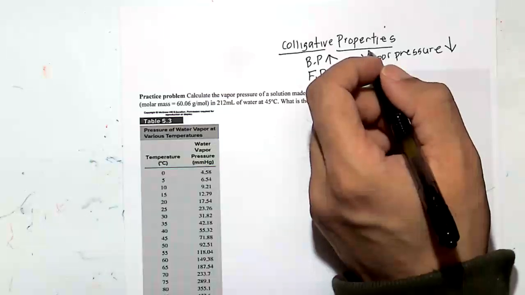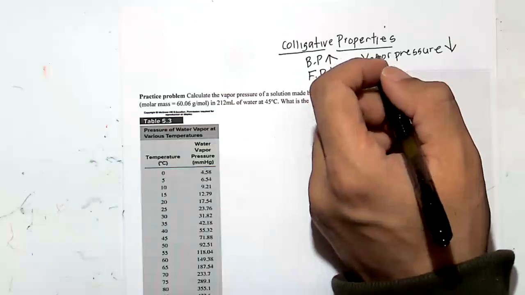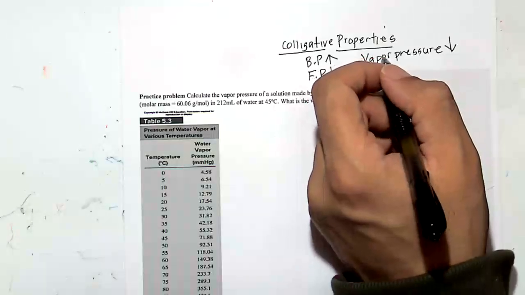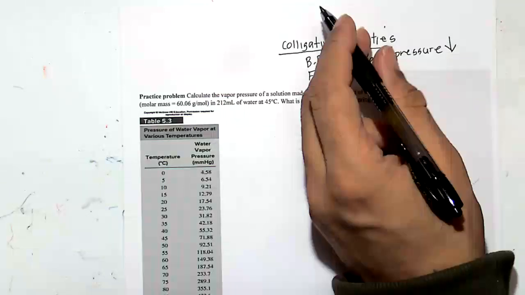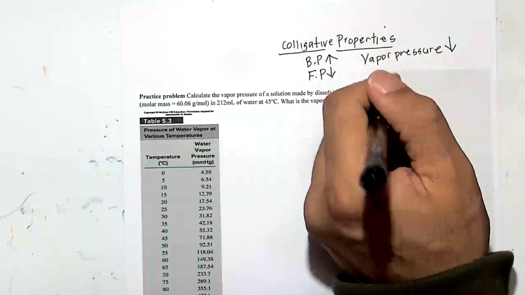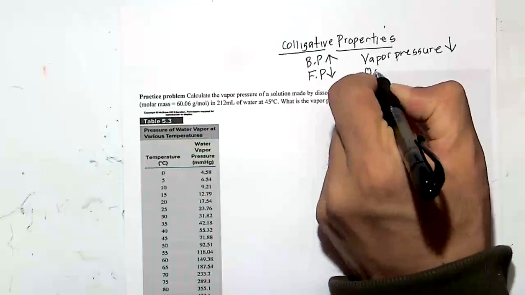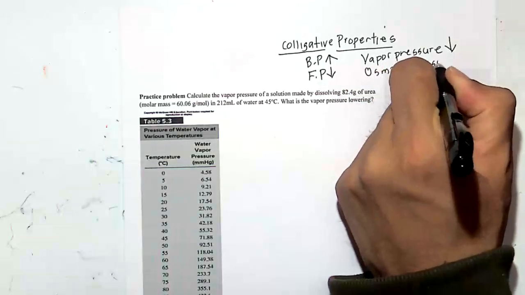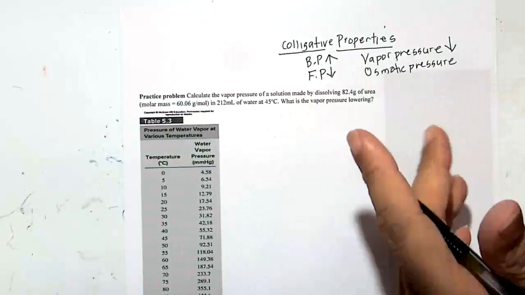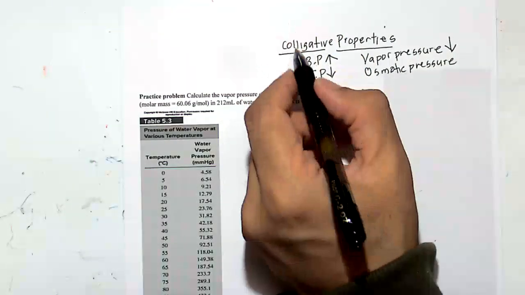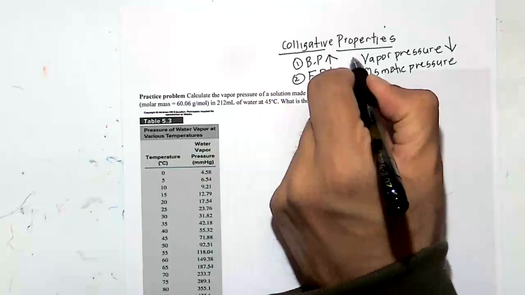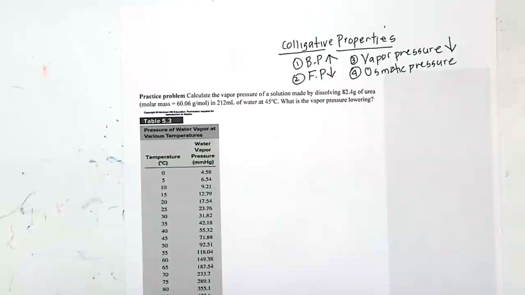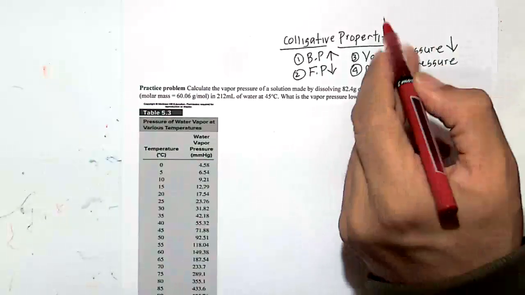Okay. Why will it be harder to become a vapor? Because there's more IMF, right? If you have a solute with a solvent to make a solution, you'll have more IMFs to overcome. And then finally, we have osmotic pressure that's generated. Right, so we'll do some problems involving these 4 colligative properties. The first problem that we will do is a vapor pressure problem.